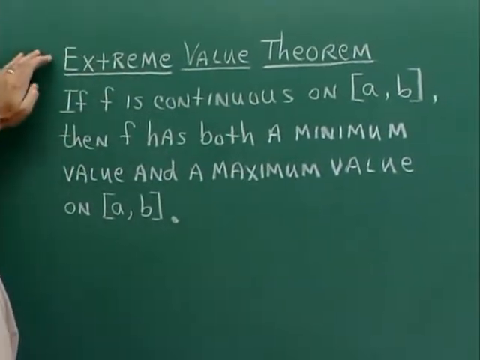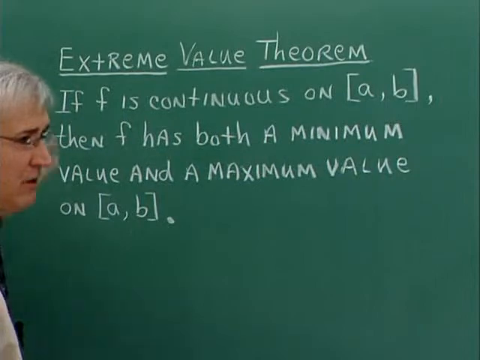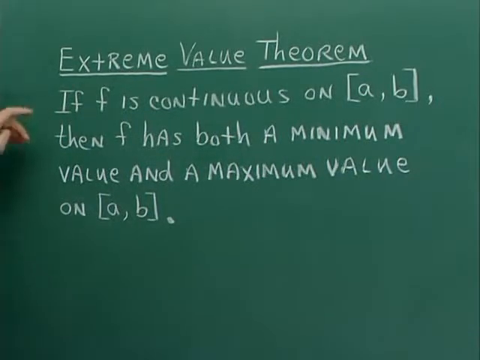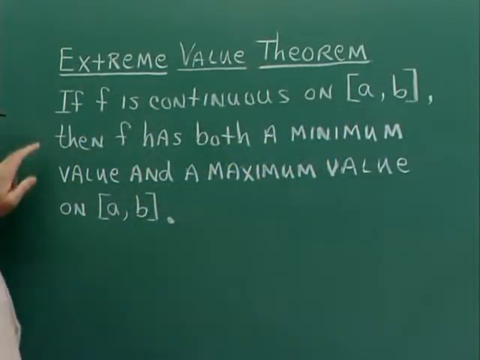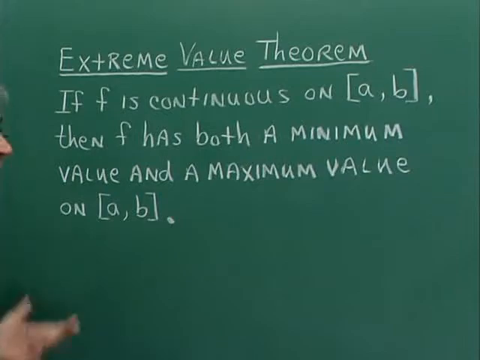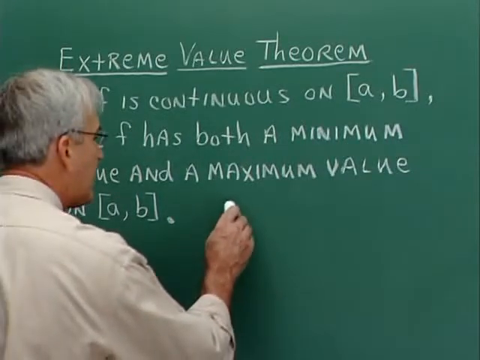Related to that idea is the extreme value theorem, and it sounds a little complicated, but it's really rather simple. It says if f is continuous on a closed interval, then f has both a minimum value and a maximum value on that interval. And it's pretty easy to understand why.